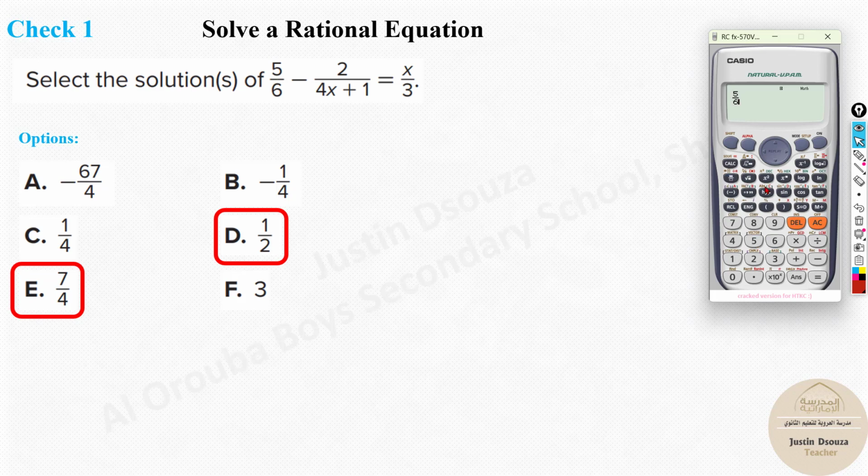5 by 6 minus, I'm writing the equation as it is, 2 divided by 4x plus 1 equals alpha x by 3. Okay, all I did is, that's it. I just substituted. Oh, and I'm sorry. You should not substitute.